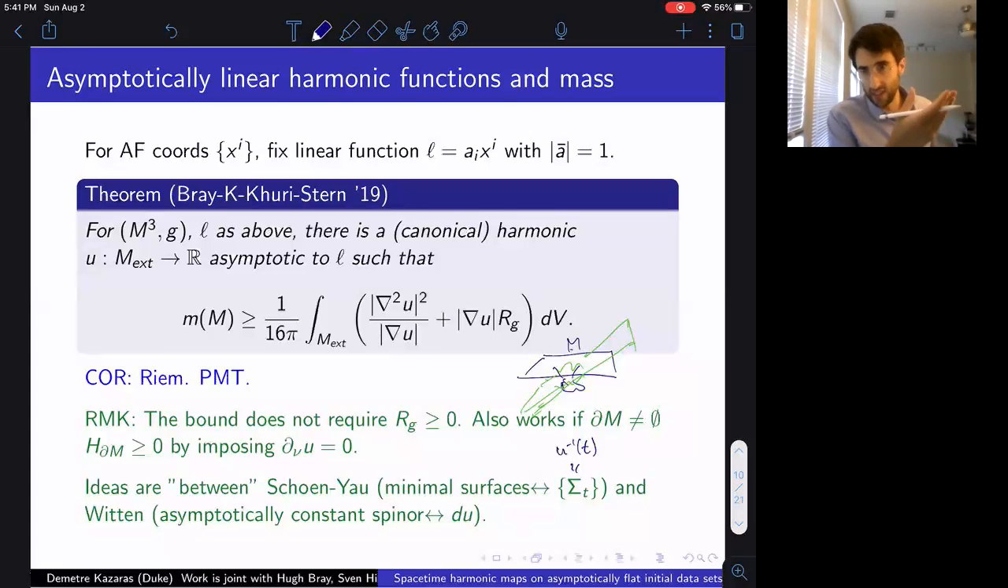So you could compare what we did to that formulation, where you would think of the asymptotically constant harmonic spinor, and compare that to du. It's kind of a similar object. du, as you go out to infinity, converges to basically dl, which is like a constant spinor or a constant one-form on R^3. So it bears some resemblance to both of these two main methods of proof.